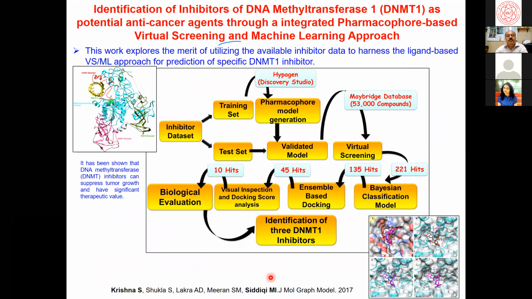Some of the work has been taken up by one of my other PhD students, Shagun, in the past 4 or 5 years, where she tried to integrate all these machine learning methods with virtual screening and put them to use on various targets for the development of anti-cancer agents. Some of the targets that she worked on included the DNA methyltransferase, or DNMT1 as we call it. It has been shown that inhibitors of this particular protein can suppress tumor growth and have significant therapeutic value.